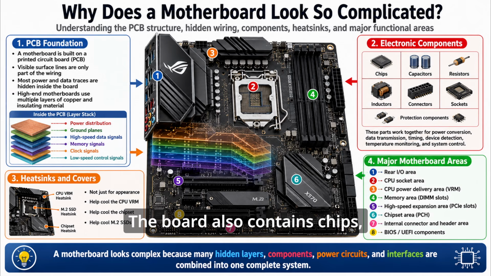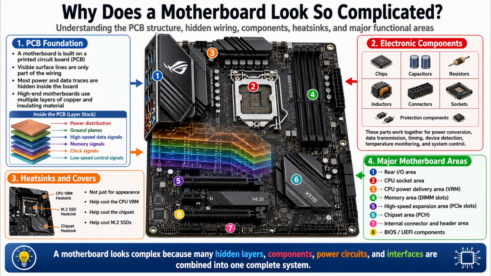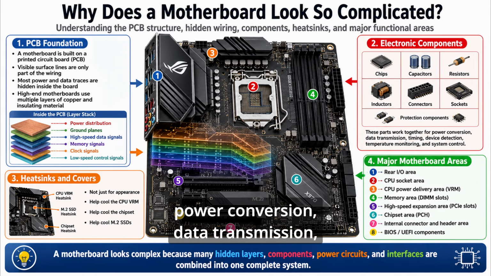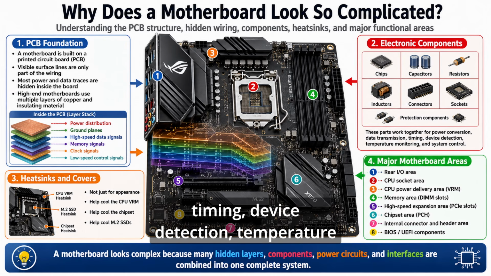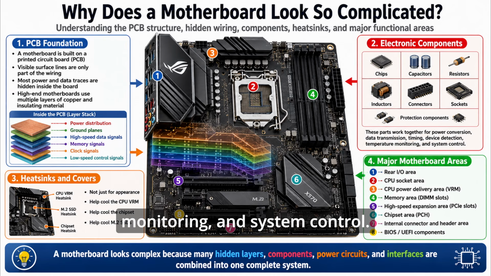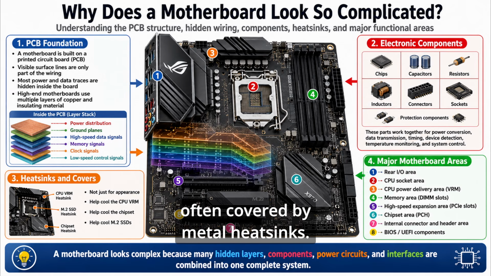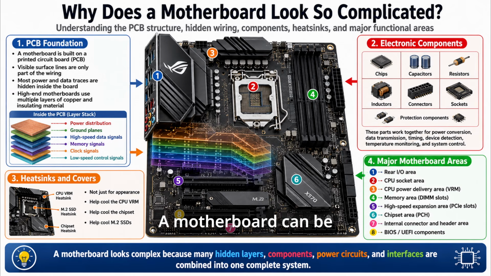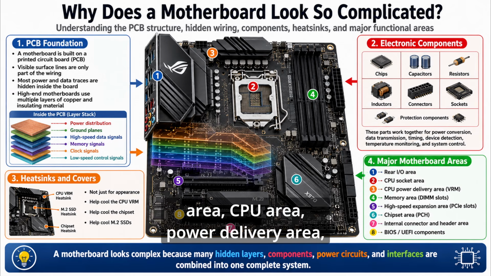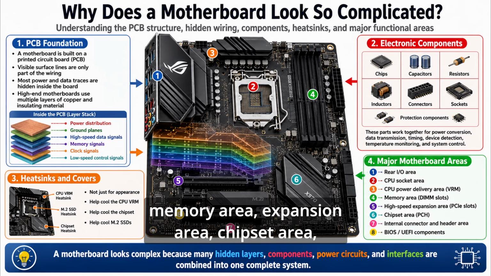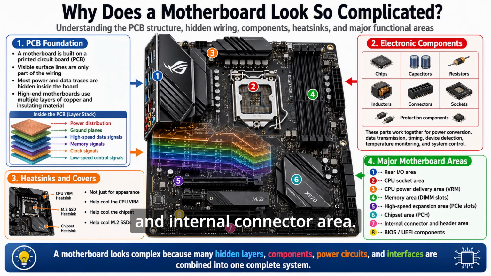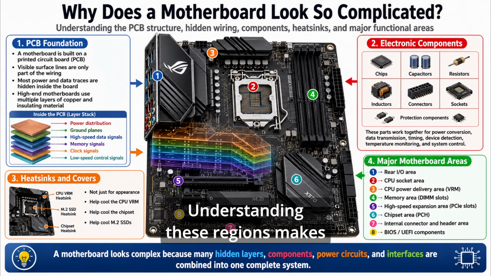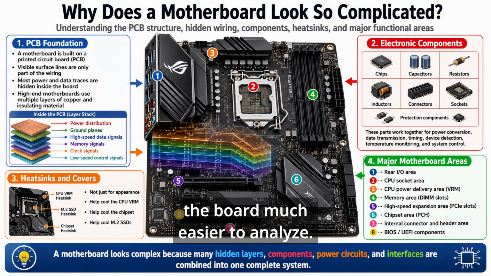The board also contains chips, resistors, capacitors, inductors, sockets, connectors, and protection components. Together, these parts handle power conversion, data transmission, timing, device detection, temperature monitoring, and system control. Modern motherboards are often covered by metal heatsinks. These heatsinks help cool the CPU power system, chipset, and M.2 drives. A motherboard can be divided into the rear I/O area, CPU area, power delivery area, memory area, expansion area, chipset area, and internal connector area. Understanding these regions makes the board much easier to analyze.